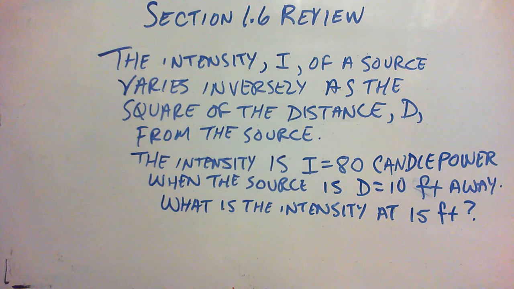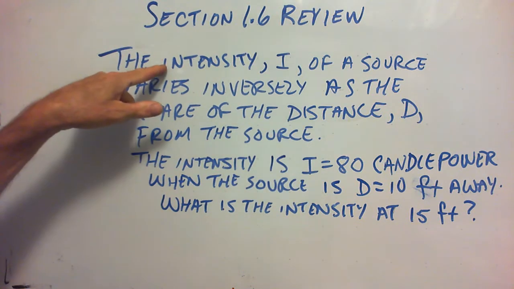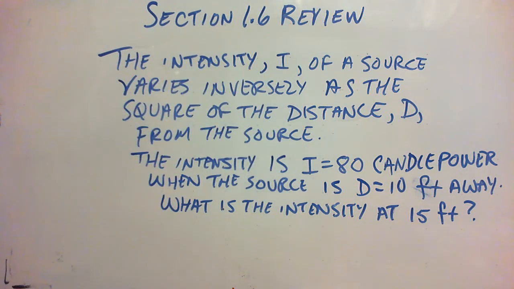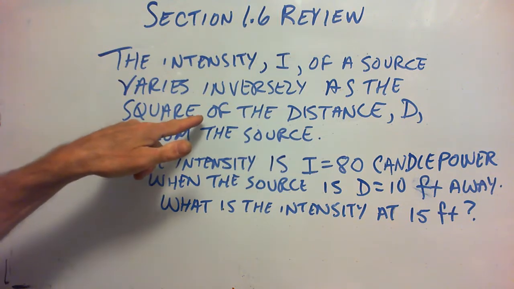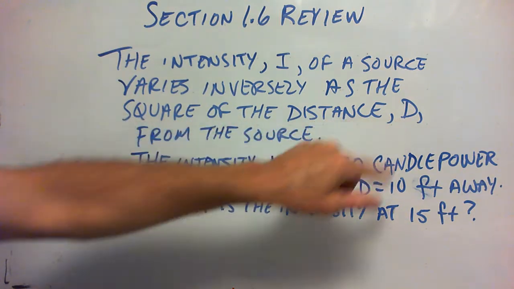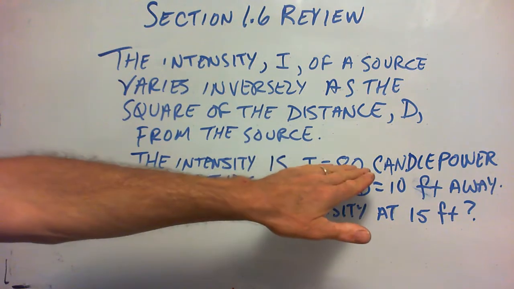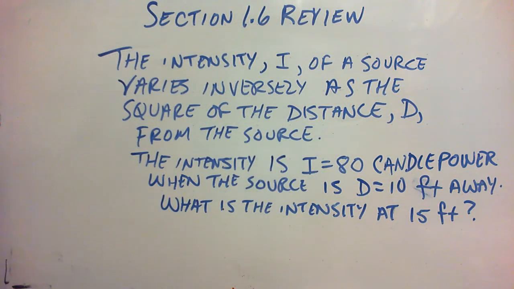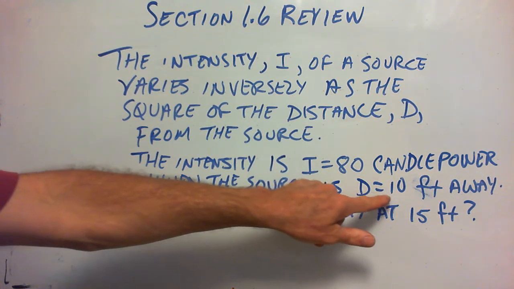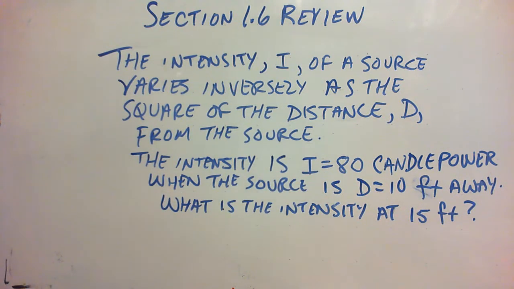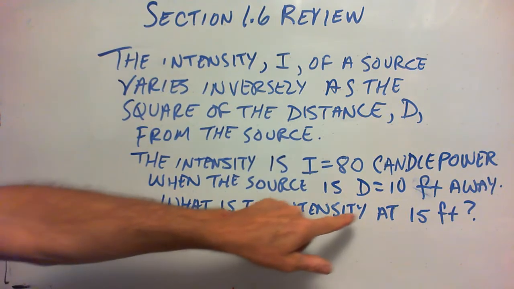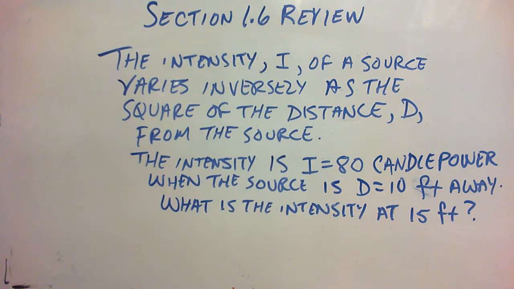Okay, our next problem. The intensity I of a source varies inversely as the square of the distance D from the source. The intensity is I equals 80, and that's candle power, that's the units for intensity, when the source is D equals 10 feet away. What is the intensity at 15 feet away?